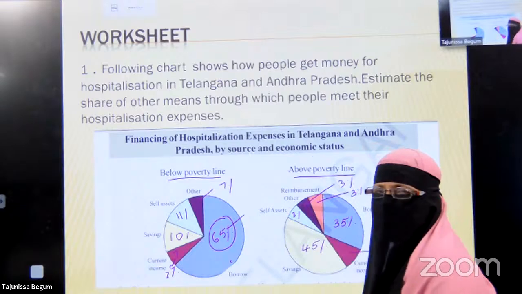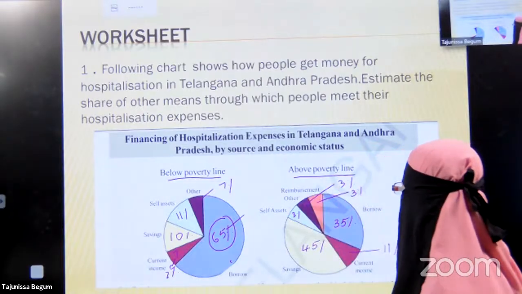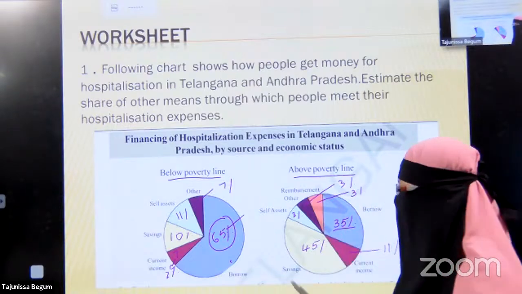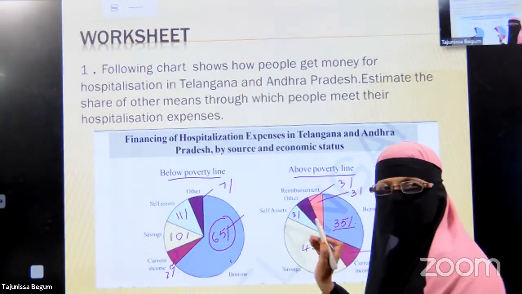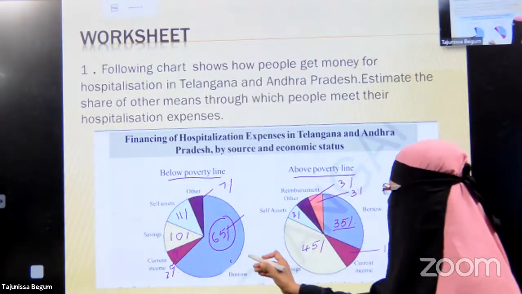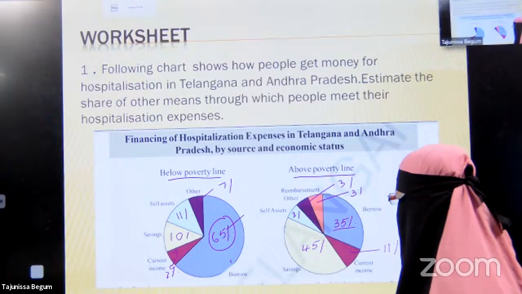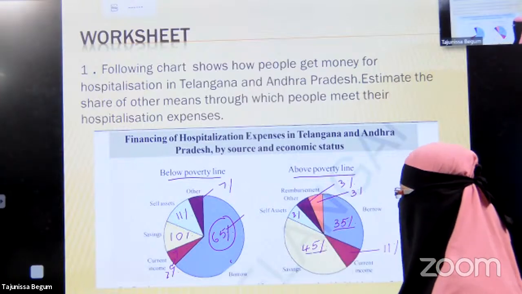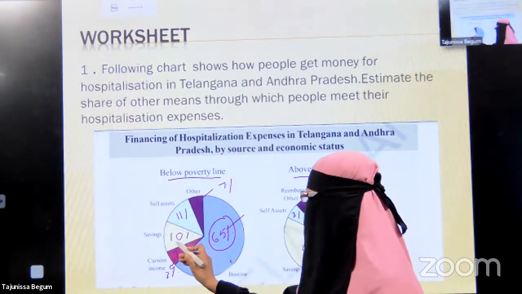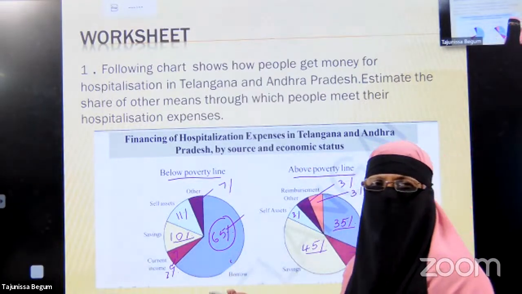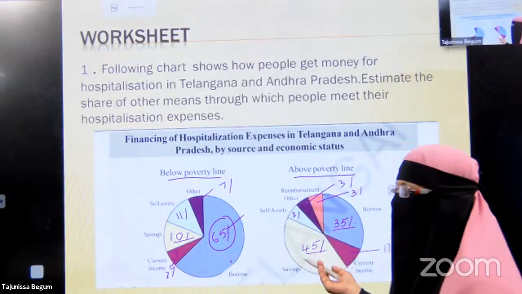When you see the above poverty line, how much are they borrowing here? They are borrowing 35%. That means, can you see any difference between these two? Yes, they are borrowing 65% and these people are borrowing 35%. And how much are the savings? They are having 45% savings, whereas the below poverty line people are having only 10% savings, because they are below poverty, they are poor people, and these people are having 45%.